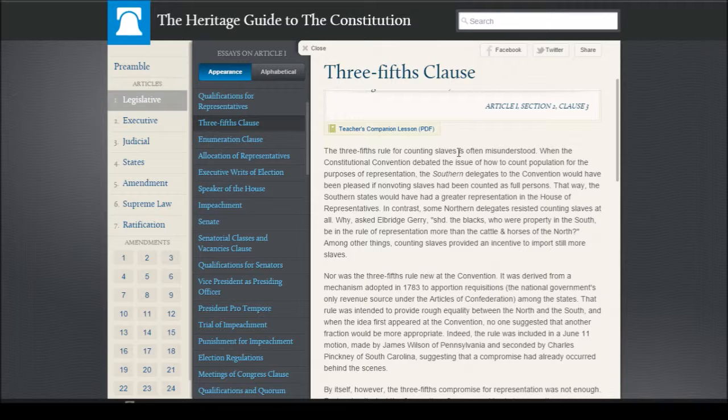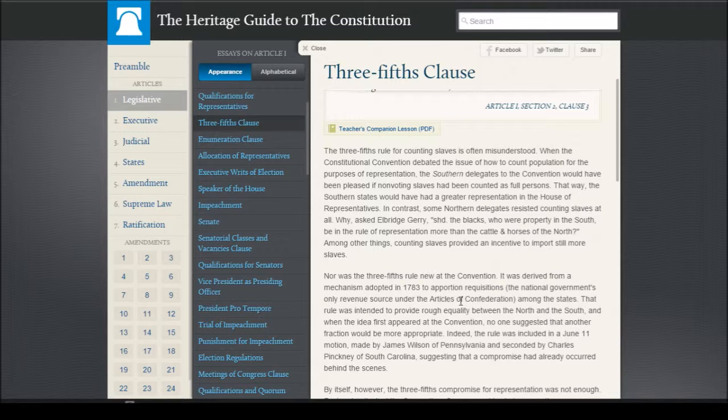In contrast, some Northern delegates resisted counting slaves at all. Why, asked Elbridge Gerry? The blacks, who are property in the South, be in the rule of representation more than that of the cattle and horses of the North? Among other things, counting slaves provided an incentive to import still more slaves.